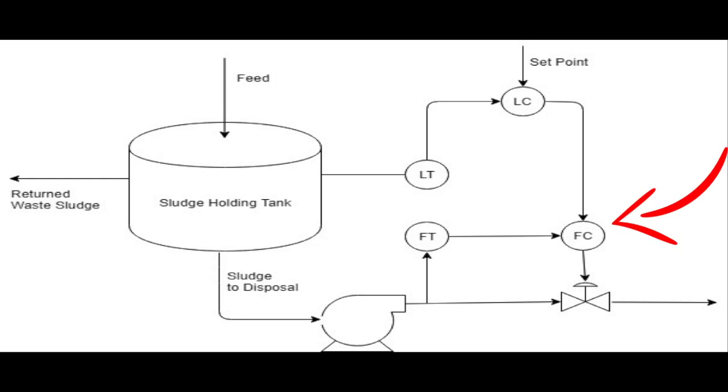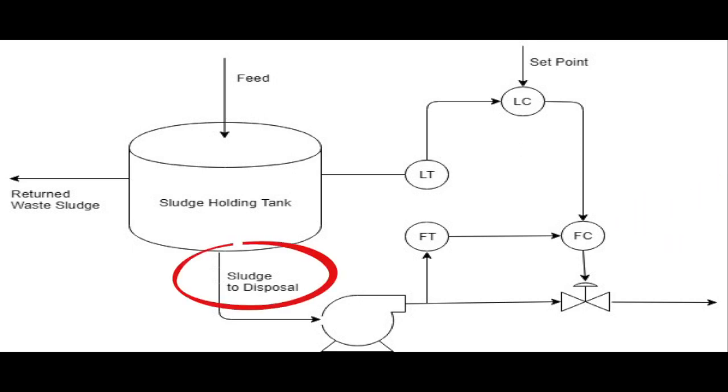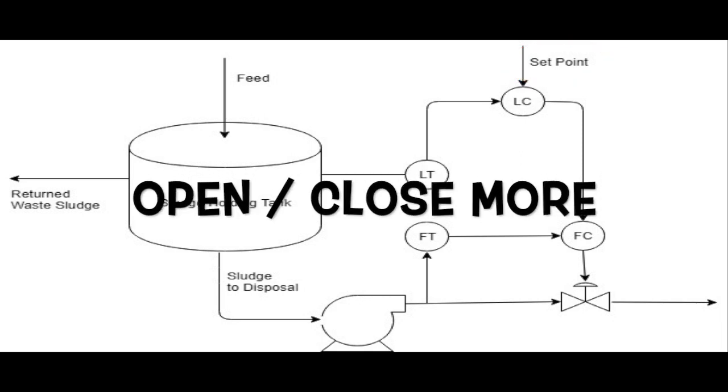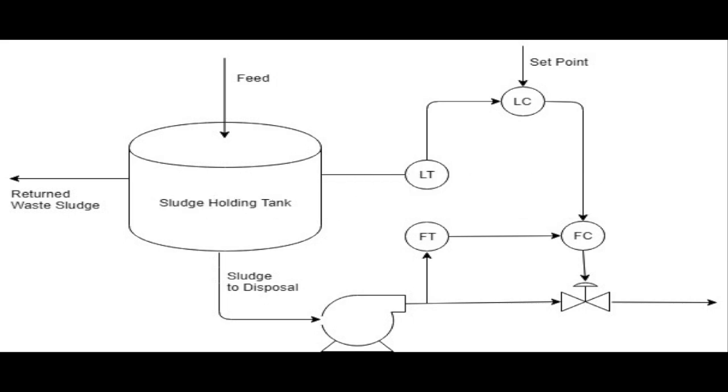Next, the flow controller is the second controller in the cascade control. First, it detects the outlet flow rate from the tank and the signal is sent to the flow controller. The flow controller will match the flow rate with the set point from the level controller. The flow controller will decide whether the valve should be opened or closed more.